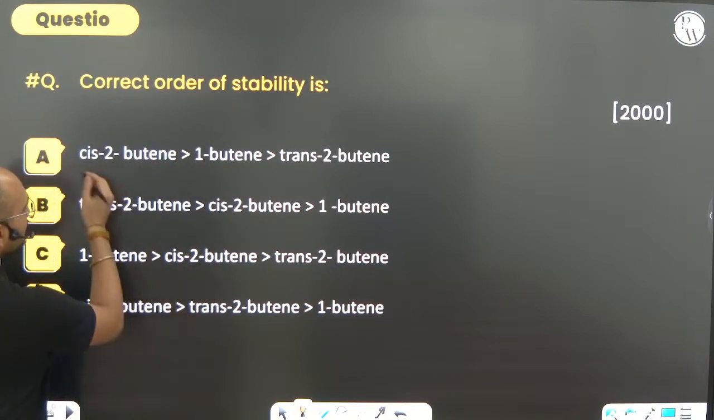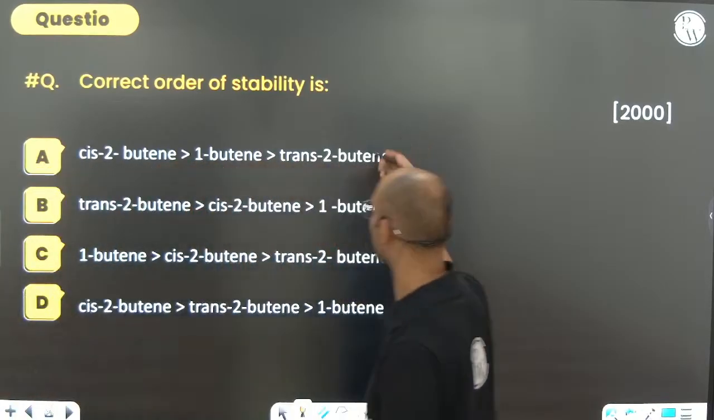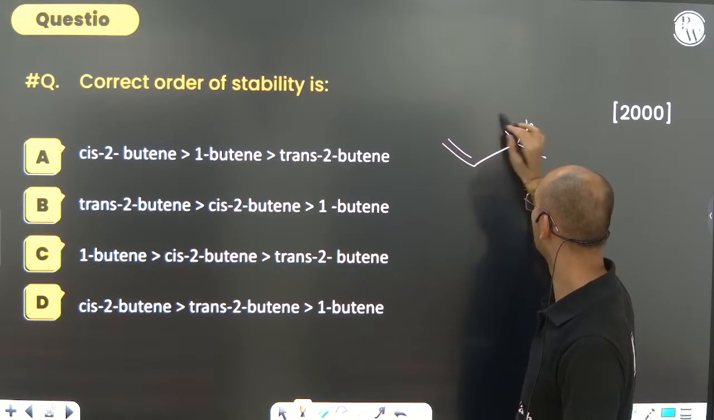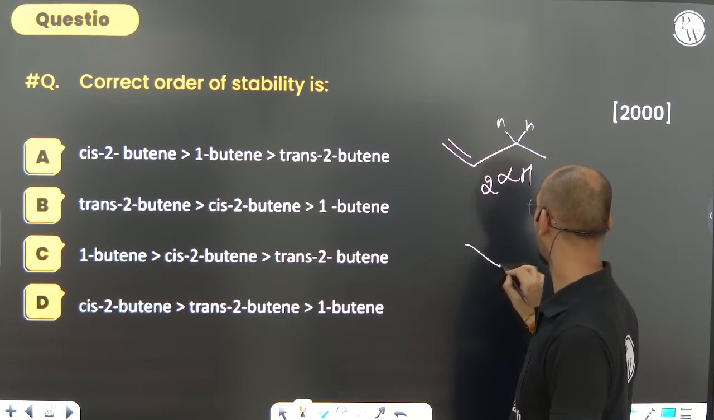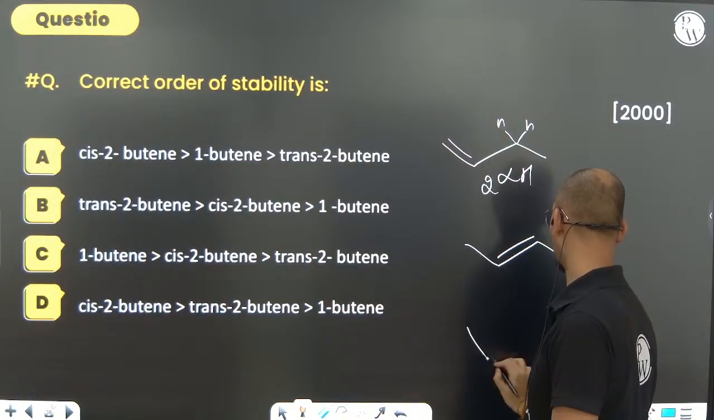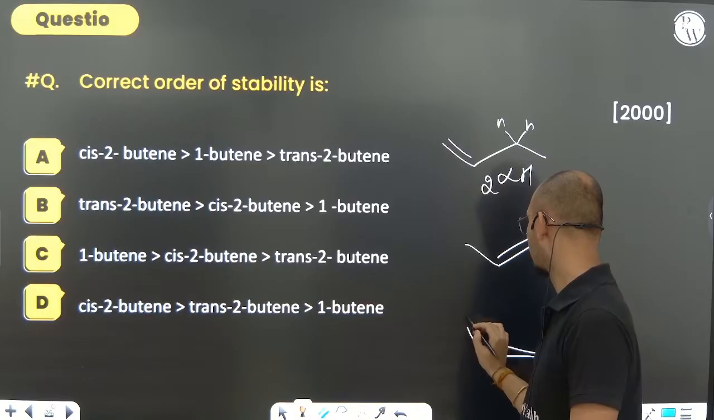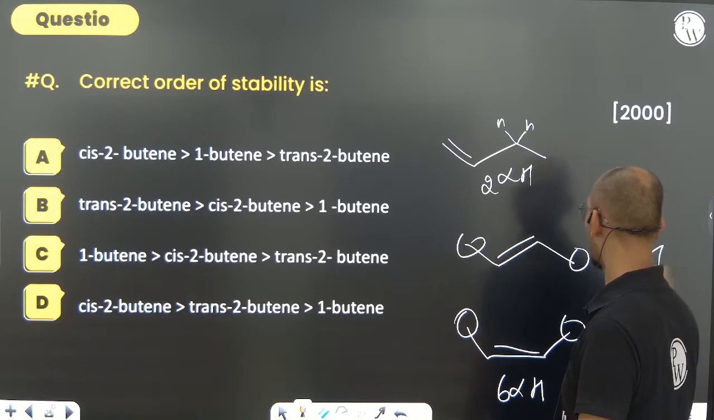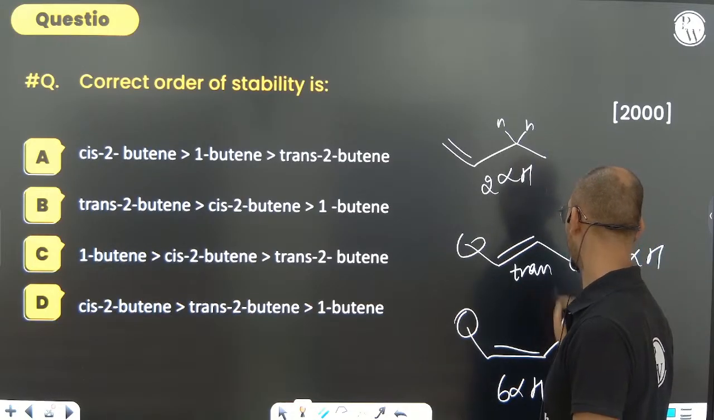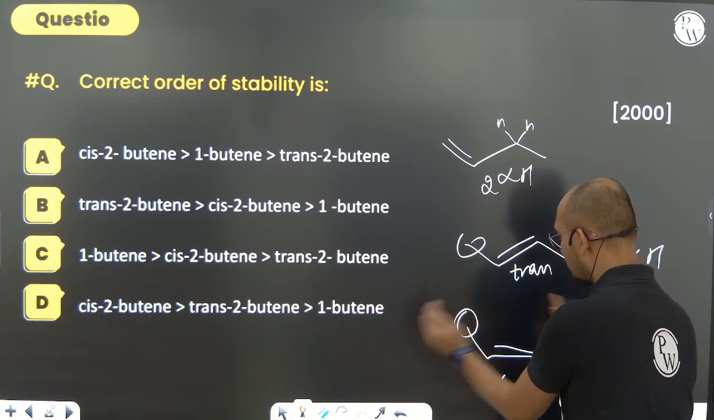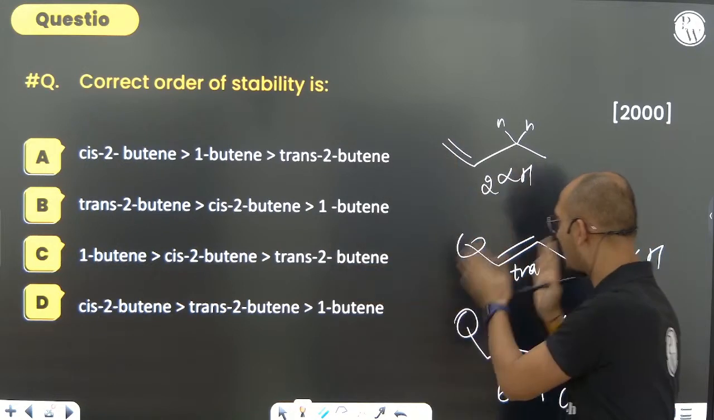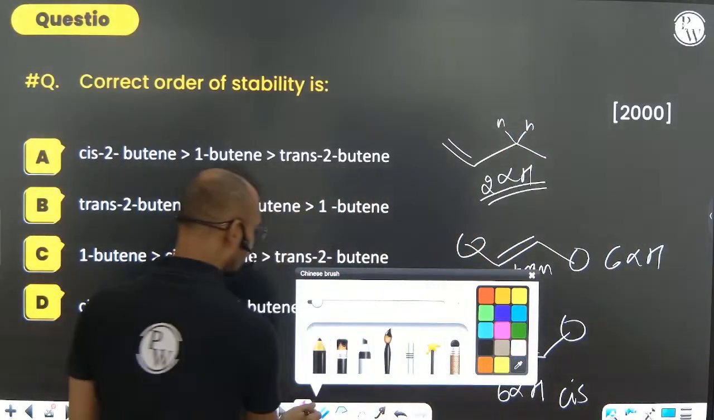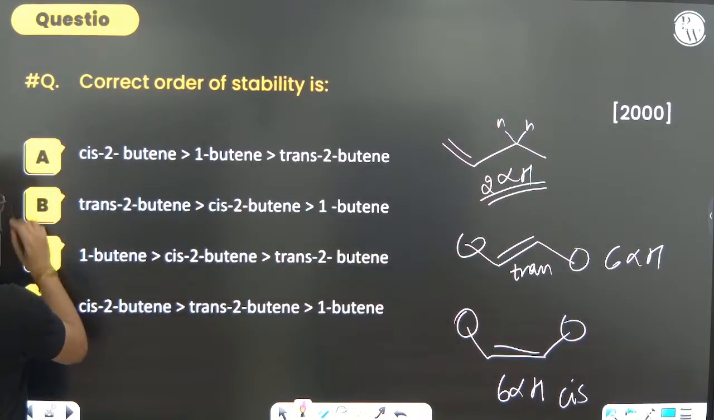Correct order of stability. For stability, what do we have to look at first of all? Number of alpha hydrogens: cis 2 butene, 1 butene, trans 2 butene. Let's see, butene 1 2 3 4. 1 butene has how many alpha hydrogens? 2 alpha hydrogens. Now trans 2 butene and cis 2 butene: here 3, here 3, 6 alpha hydrogens, here also 6 alpha hydrogens. In cis, can you see there is going to be repulsion, but in trans there will be less repulsion. So trans 2 butene is more stable than cis, and 1 butene, having the least number of alpha hydrogens, has minimum stability. So trans is more than cis, and then 1 butene is least.